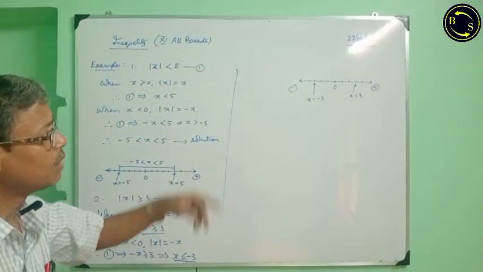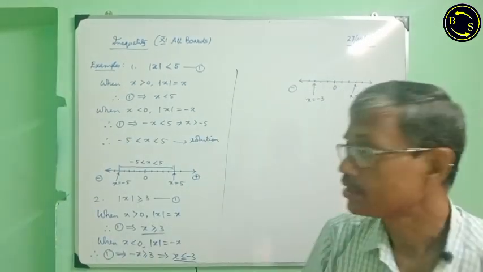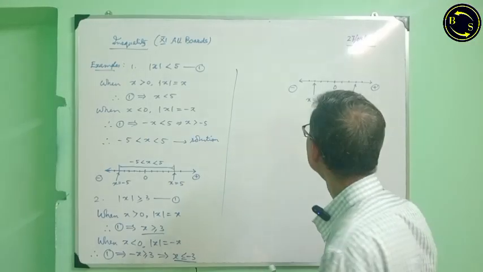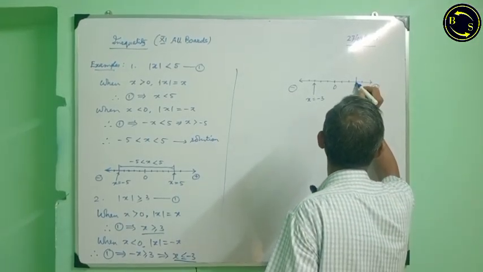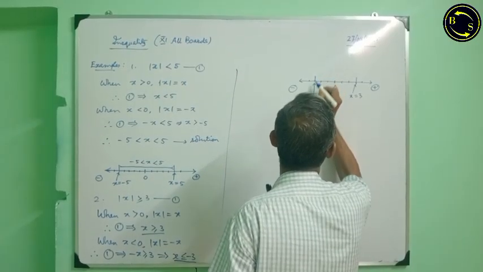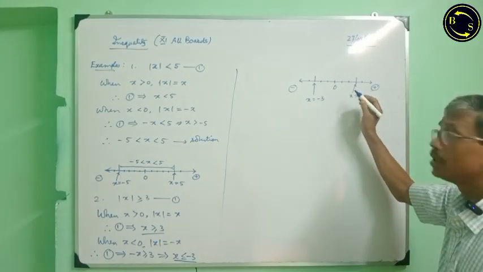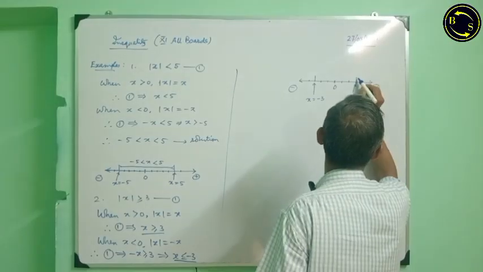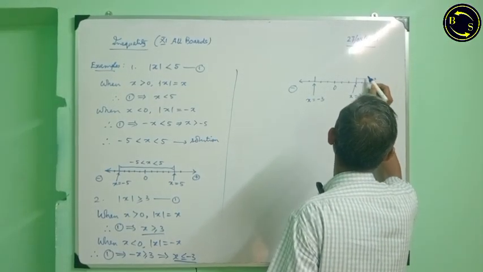Already I have drawn the number line and marked x equal to 3 as well as x equal to minus 3. Now x is greater than or equal to 3. For showing that, first I draw this vertical segment, greater than or equal to 3. Therefore, the ray will start from this segment, means like this.